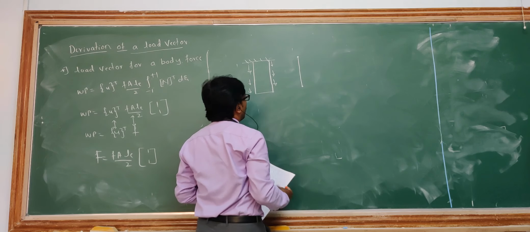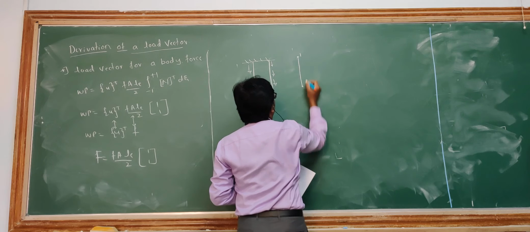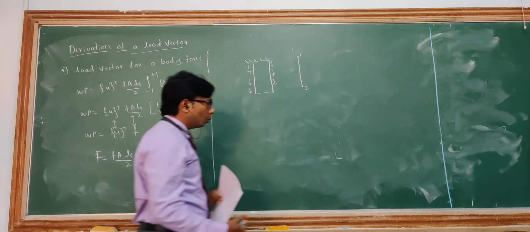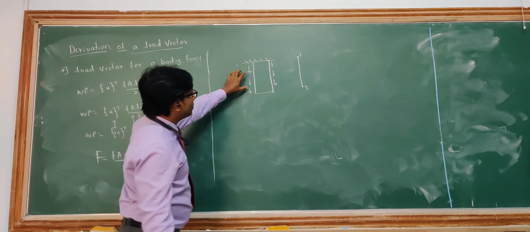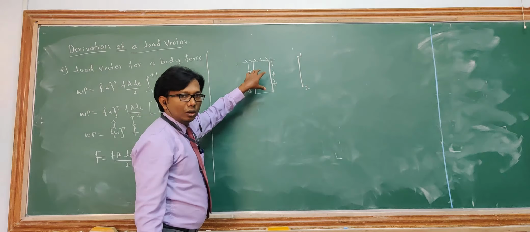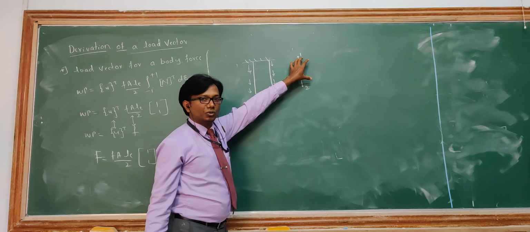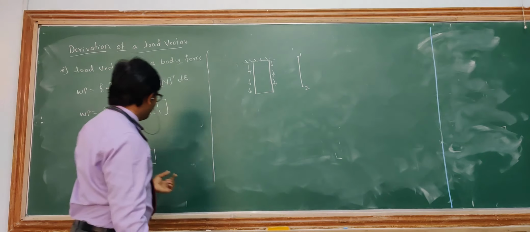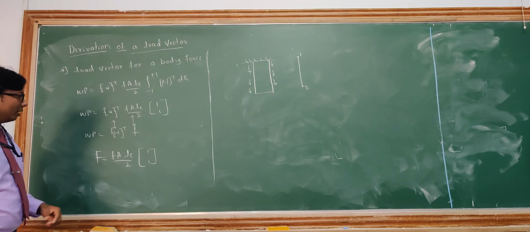Now you have modeled it, so you have node 1 here and node 2 here. There are two nodes. As the body is being subjected to a body force, you cannot directly apply the body force here. You require the conversion factor. This is a conversion factor which has to be considered.